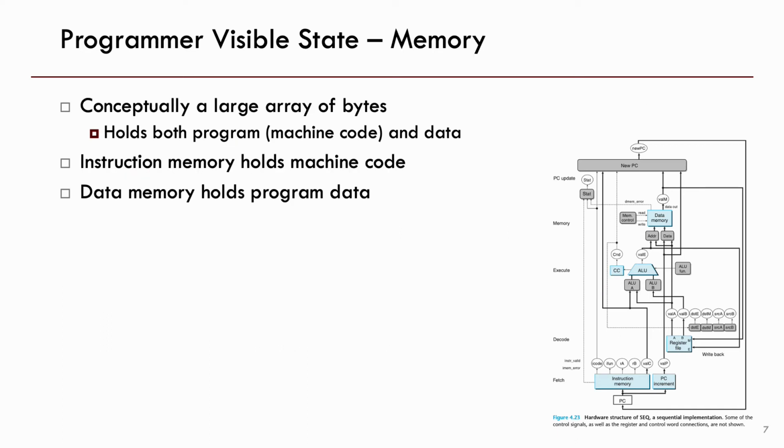So the next visible state is memory, and it is conceptually a large array of bytes, and it holds both program and data. In the datapath, you can see 2 memories, one instruction memory down here, and the other one, data memory, here. Instruction memory holds the machine code of your program, and data memory holds program data. And we will set the initial data of instruction memory and data memory by using the Logisim memory file we generate using the yo to mem script.